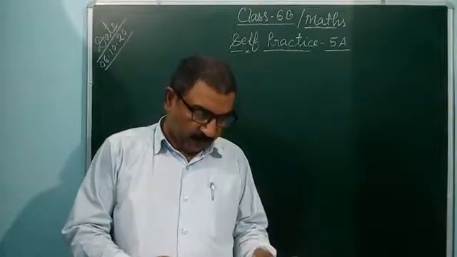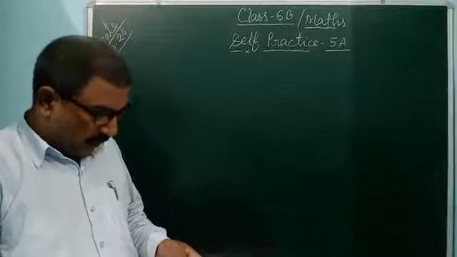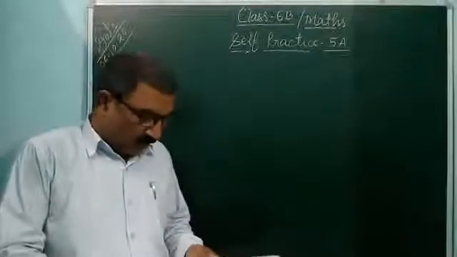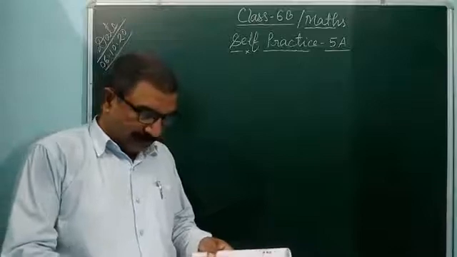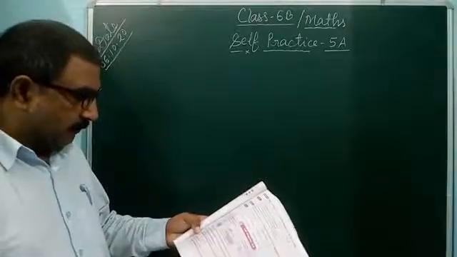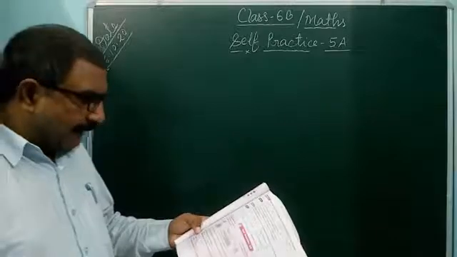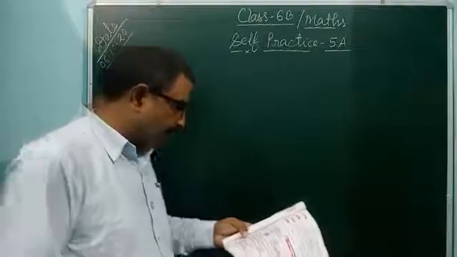Today I am going to explain self practice 5A from question number 5, and I hope you have finished self practice 5A questions 1 to 4 yesterday, so today you can understand question number 5. It is very easy. Write the numerator and denominator of each of the following fractions. You can do it yourself as 5A.